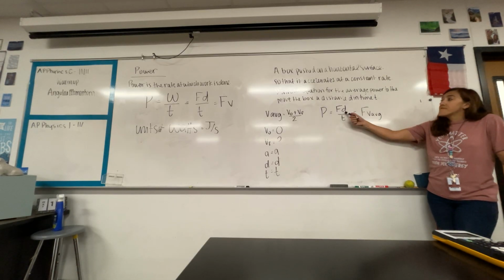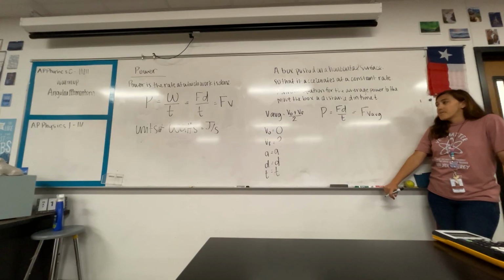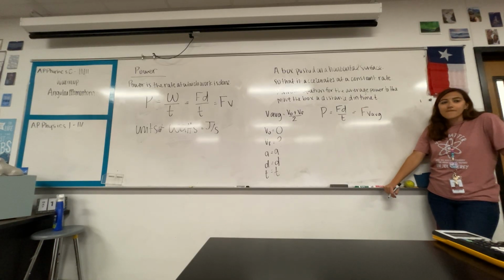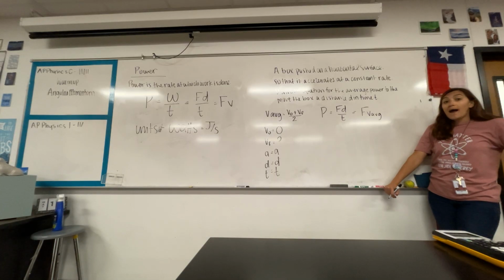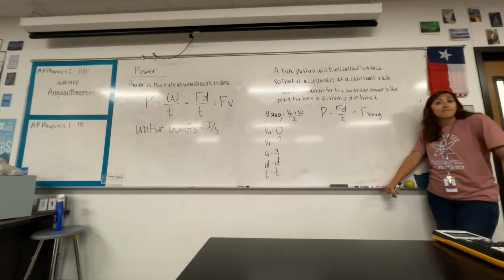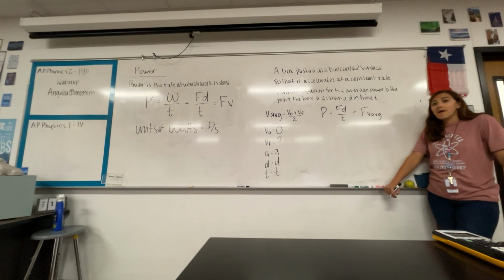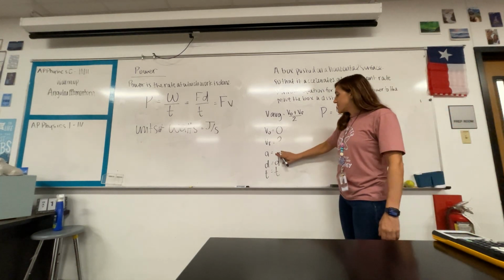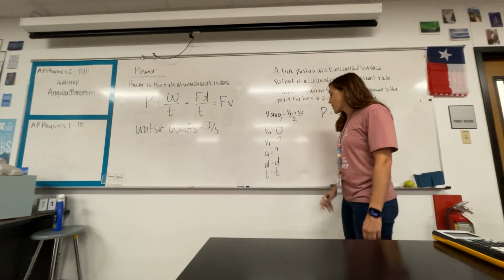So Fd over t, right? I have d and I have t and I have a way to get F. F would be equal to mass times the acceleration, right? That's a way to get that. Well, what's that acceleration? I don't know what this is. Sorry, I put an a, but I meant to put a question mark.